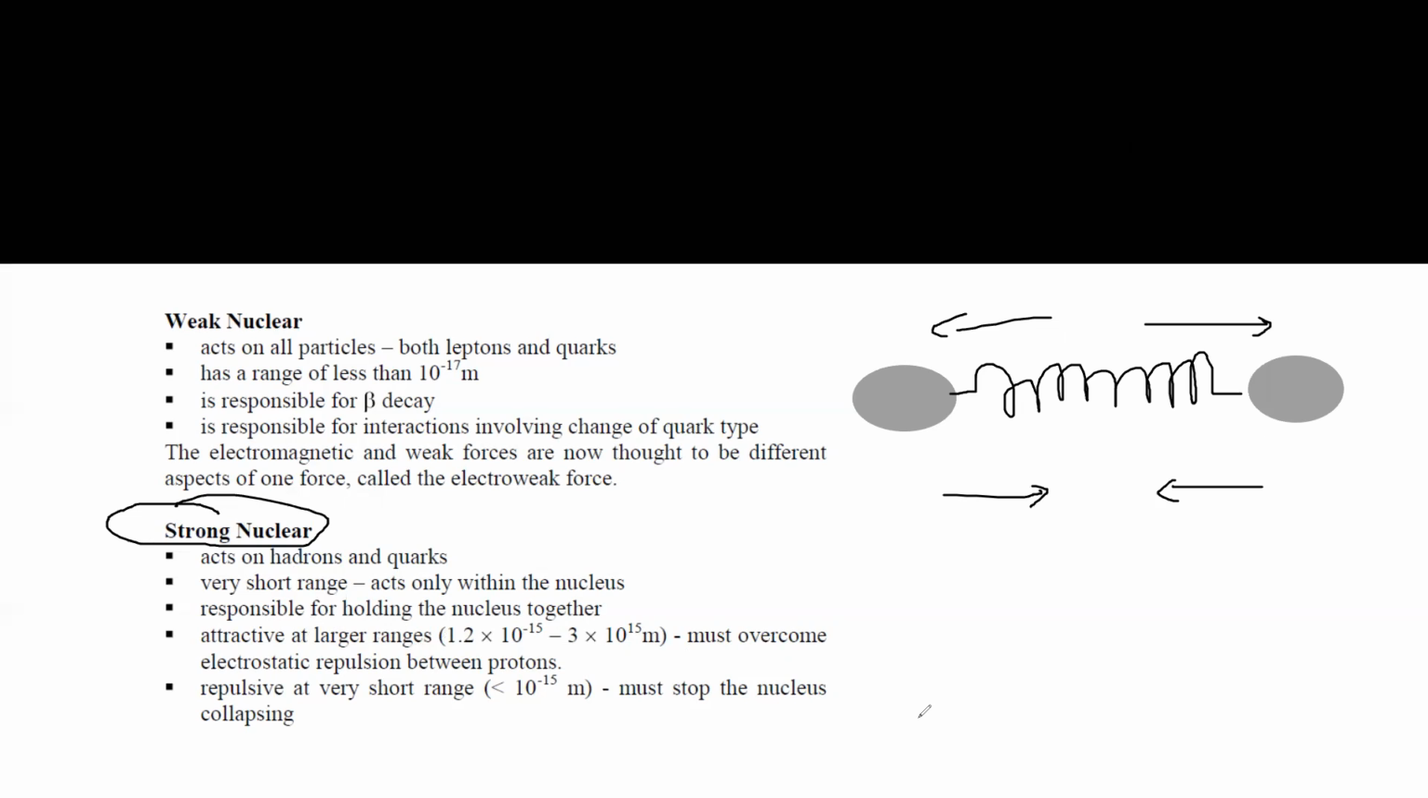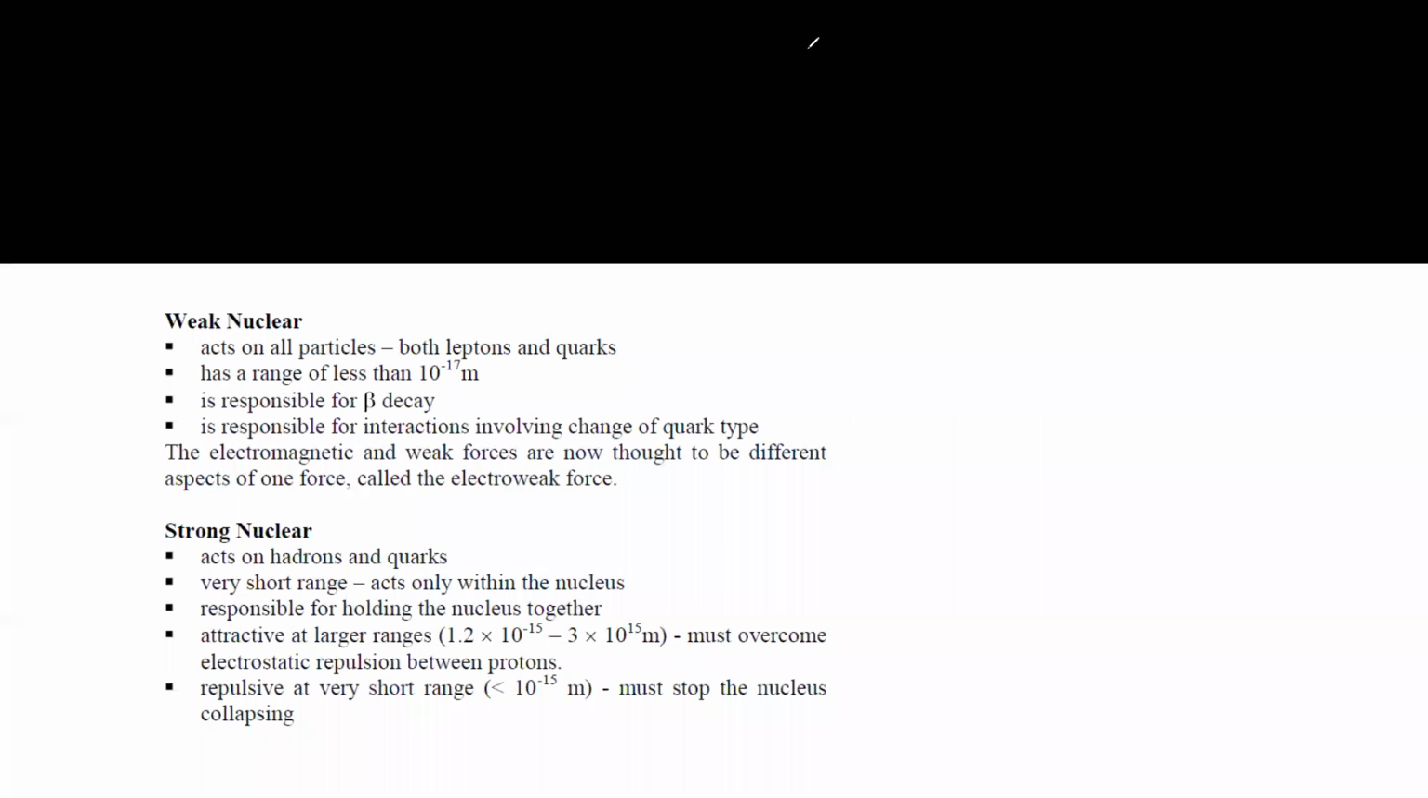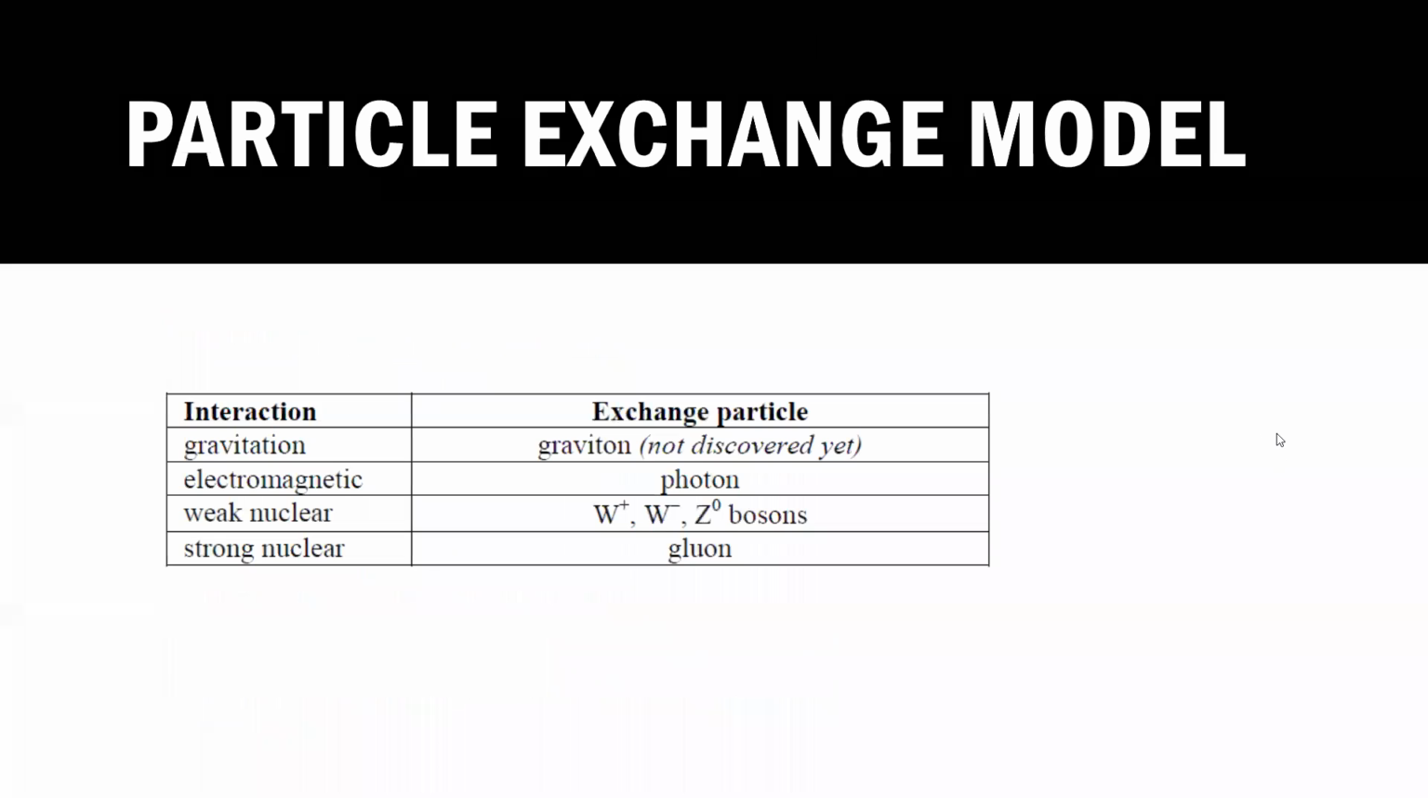Then how do particles interact with each other? Actually, particles exchange bosons. How do they apply a force? For example, how do two masses apply force? They are exchanging a particle. We call that a boson.